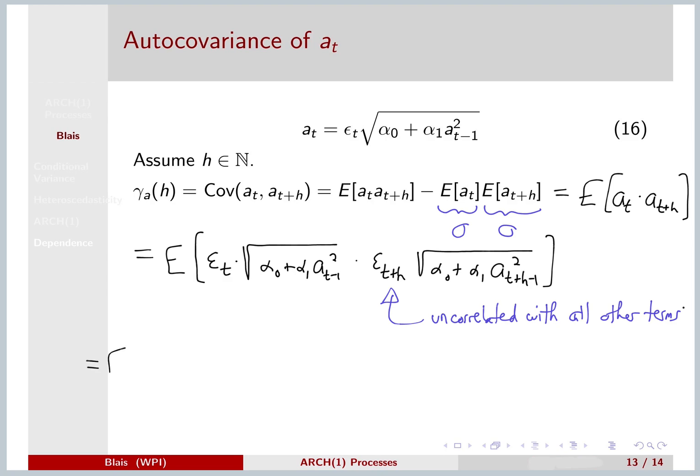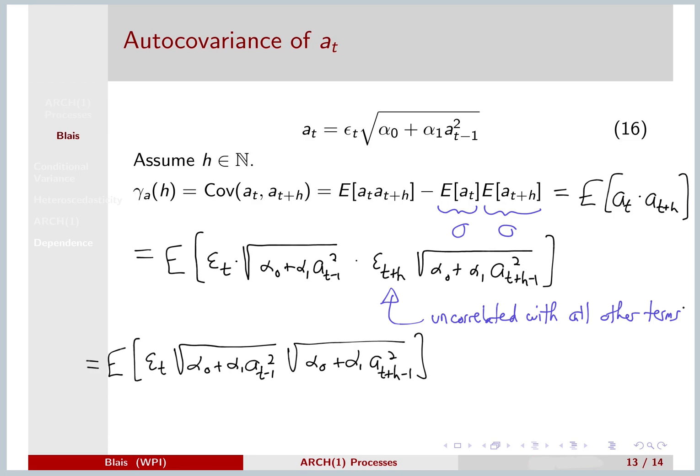So this becomes the expectation of epsilon t times the square root of alpha naught plus alpha 1 AT minus 1 squared times the square root of alpha naught plus alpha 1 AT plus h minus 1 squared, all of that times the expectation of epsilon t plus h. And because it's one of the innovations, we know its mean is 0. And that causes this to be 0. So we have 0 autocorrelation for the ARCH(1) process for lags of 1 or larger.